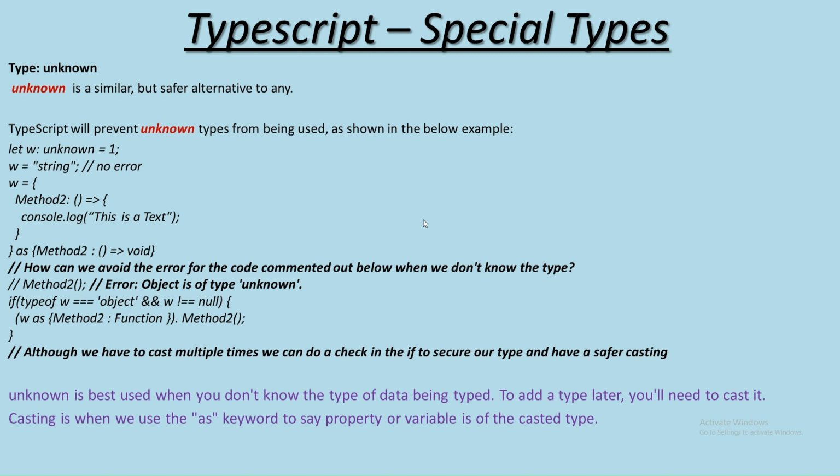Okay. Although we have to cast multiple times, we can do a check in the if condition to secure our type and have a safer type casting. Unknown is best used when you don't know the type of data being typed. To add a type later, you will need to cast it, and casting is when we use the as keyword to say a property or variable is of the casted type.